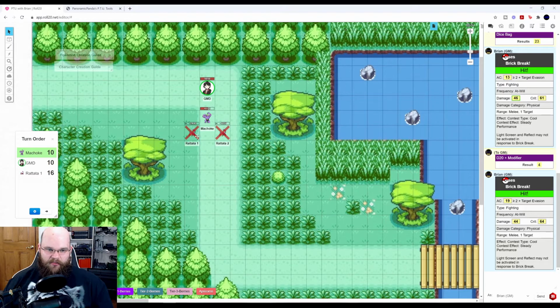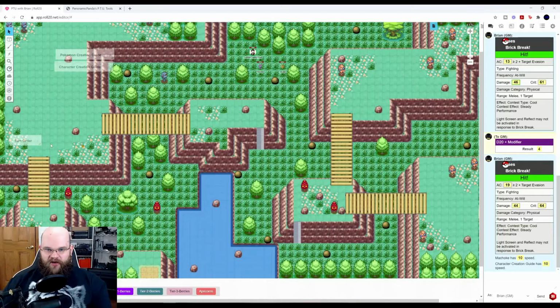Now, if he would have hit both of these, say if I use Hyper Fang twice and hit both, Machoke might almost be KO'd. But now let's take the same example. Let's say we're going to make a single Pokemon that's level 40 and see how that encounter goes.